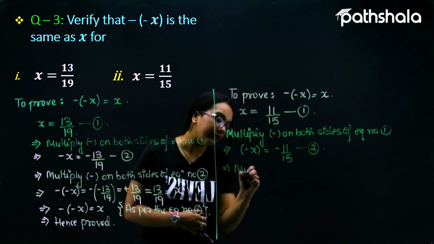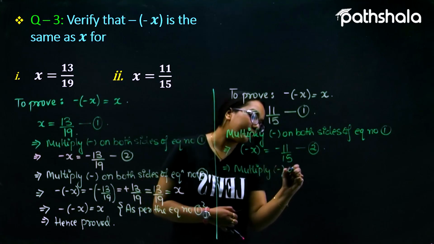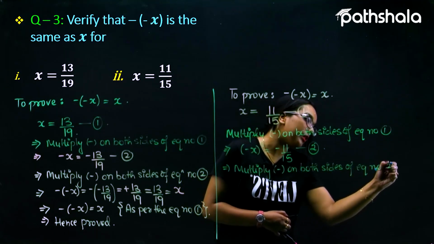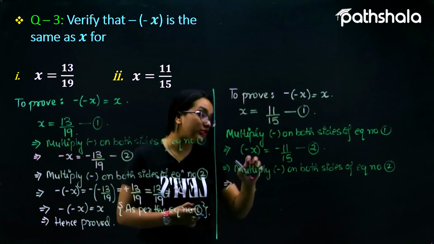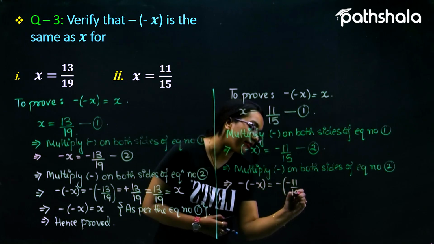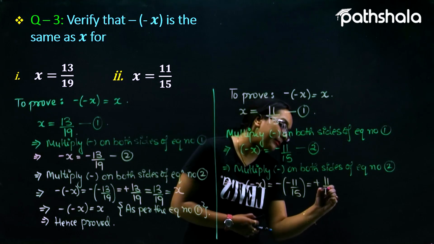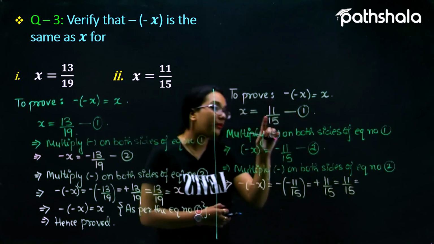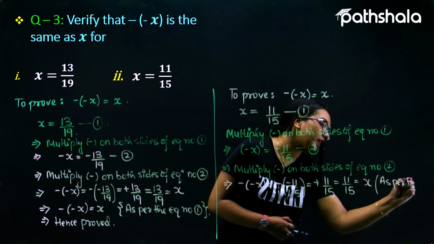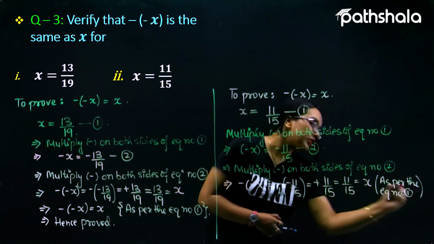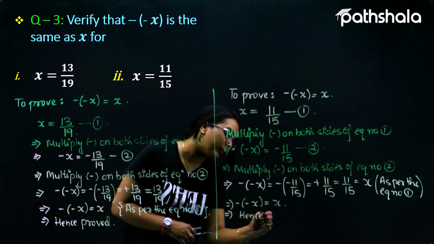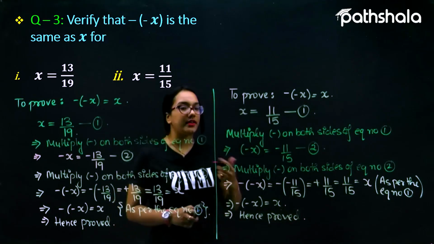We have to multiply negative on both sides of equation number 2 again. So after multiplying equation number 2 with the negative, we get negative of x is equal to negative of minus 11 by 15, which is minus times minus, plus. So this is plus 11 by 15, which is the same as 11 by 15, and which is nothing but equal to x, again as per equation number 1. So hence minus of x is equal to x. It implies, hence proved, we have proved that negative of a number is the number itself.